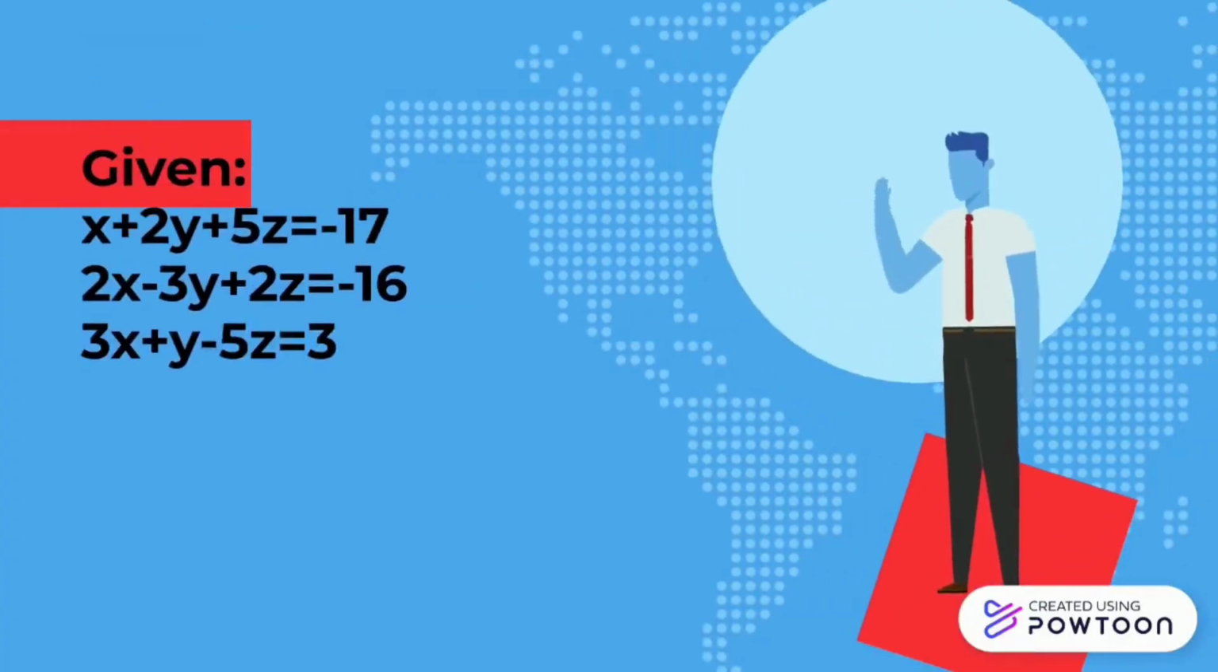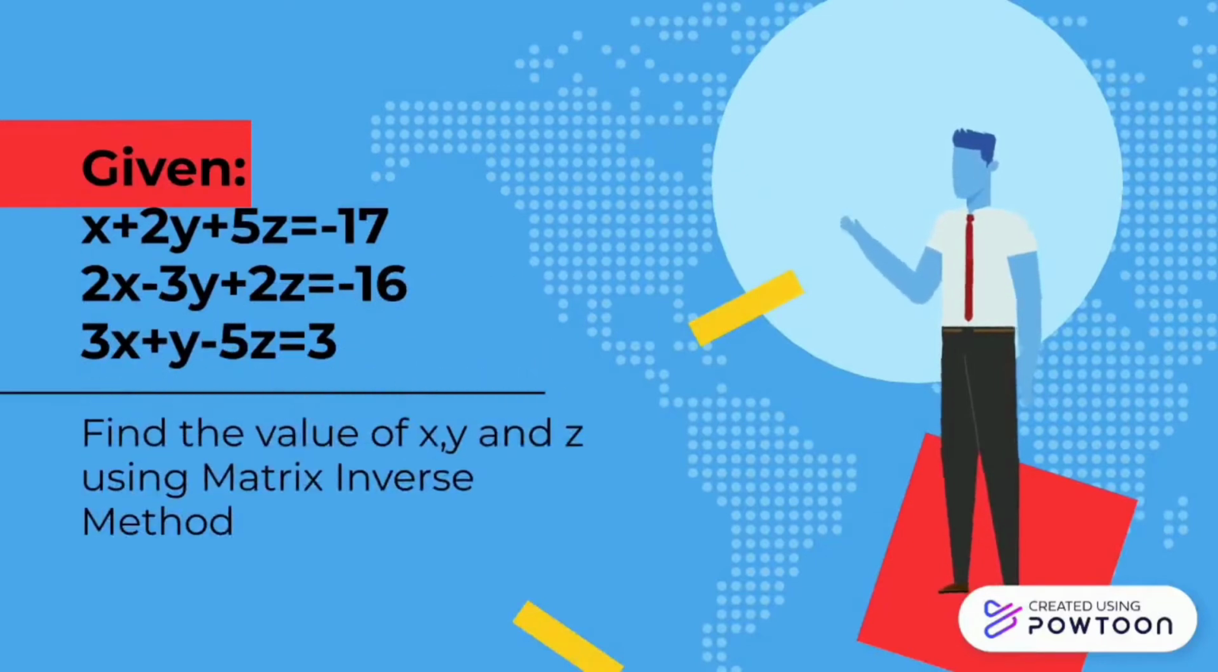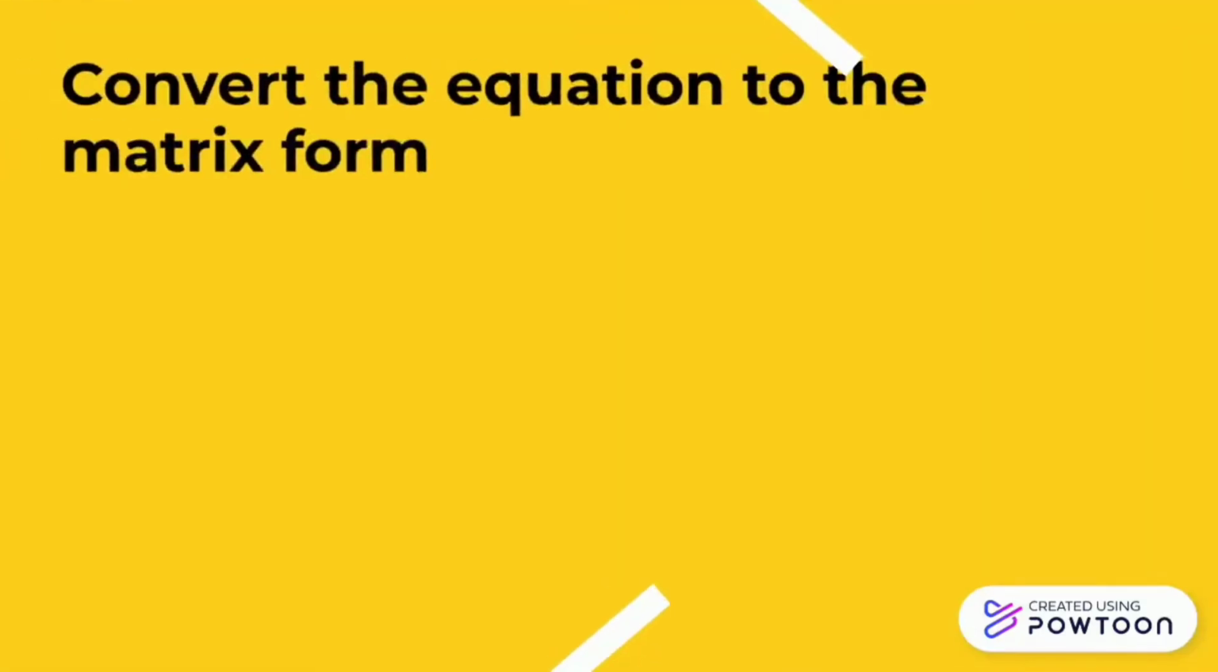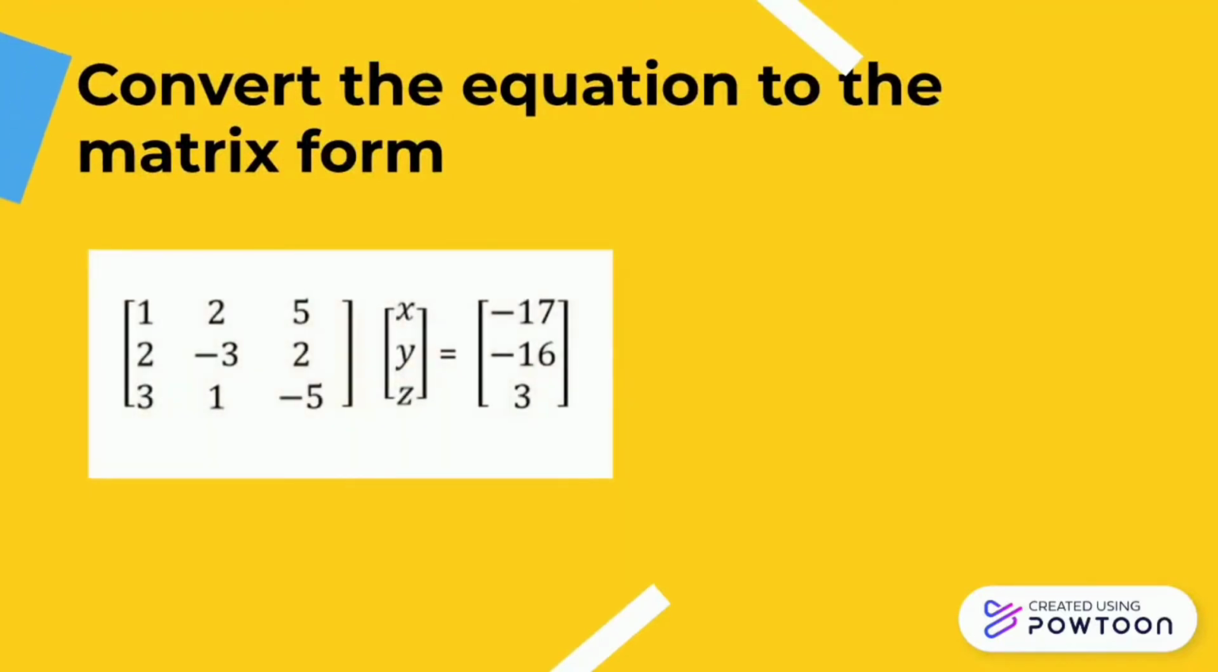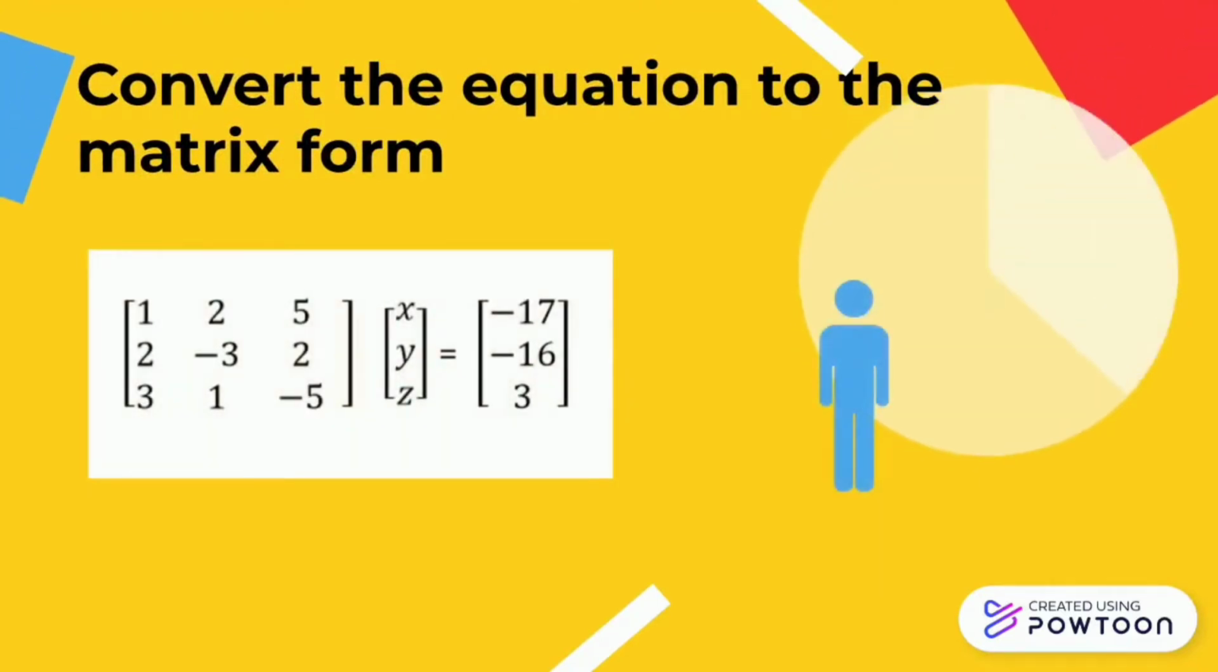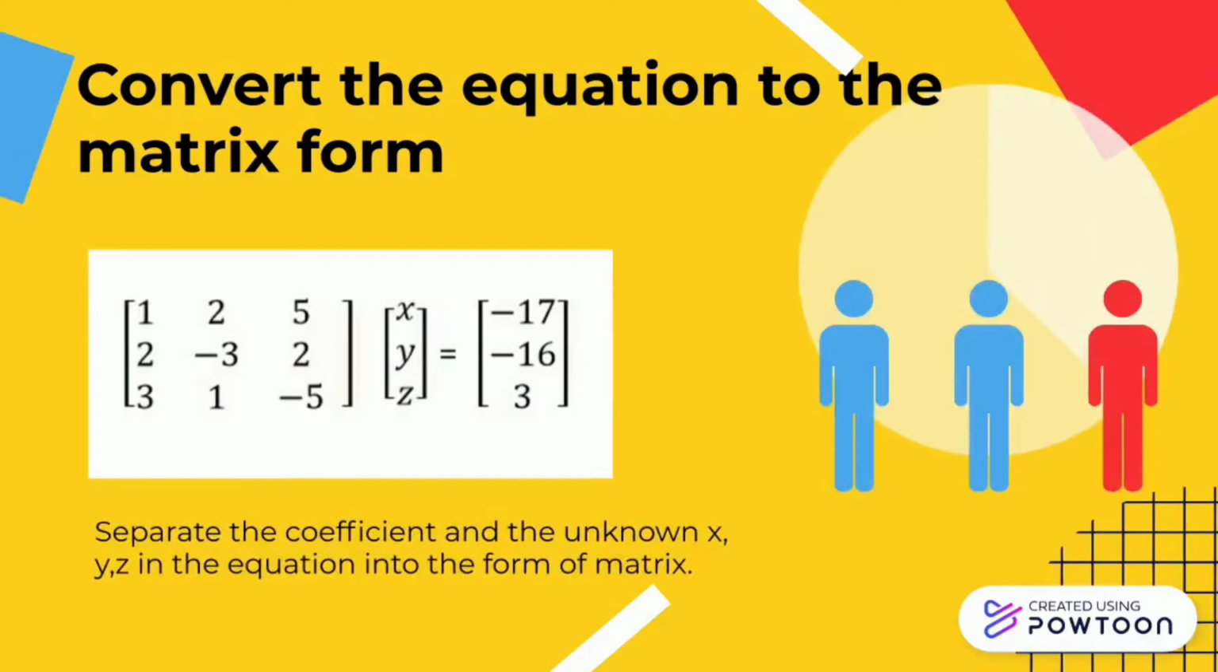Given x plus 2y plus 5z equals negative 17, 2x minus 3y plus 2z equals negative 16, and 3x plus y minus 5z equals 3. Find the values of x, y, and z using the matrix inverse method. Convert the equations to matrix form, and separate the coefficients and the unknowns x, y, and z into the form of matrices.